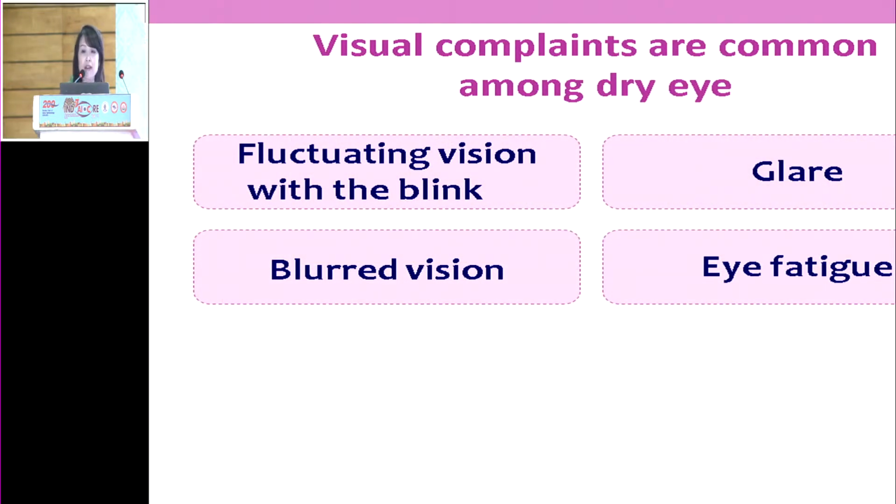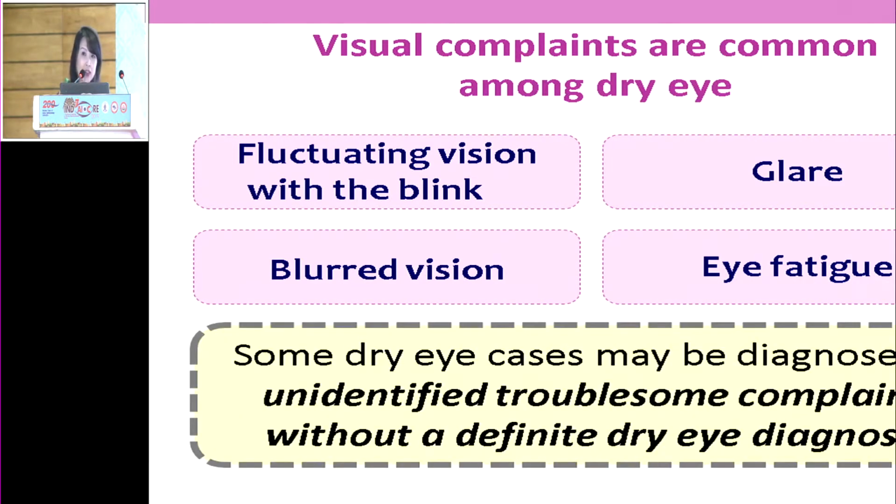Visual complaints are very common among dry eye patients, as you experience in your daily clinical practice. They include fluctuating vision with the blink, glare, blurred vision, and eye fatigue. But actually, these complaints are very common in many of the patients in your eye clinic. So, unfortunately, some dry eye cases may be diagnosed as unidentified troublesome complaints without a definite dry eye diagnosis.